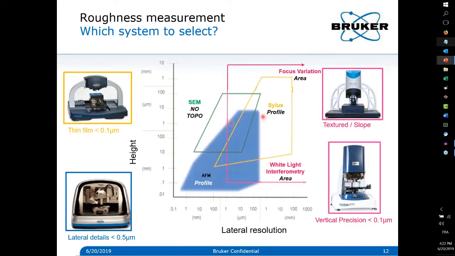Everything above, going to larger fields of view, rougher surfaces, textured surfaces, the focus variation technique will be way more efficient, having higher throughput and ease of use. So by adding the two techniques, we nicely cover the full application range. As you can see, the stylus profilers of DECTAK can certainly cover most of the applications.